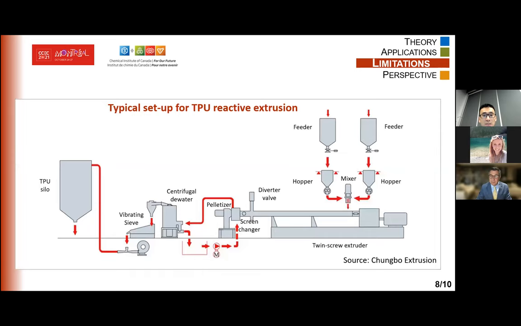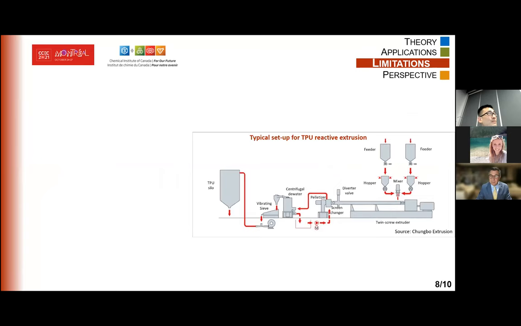And here is a typical process for the production of TPU using reactive extrusion. The production of TPU using reactive extrusion can potentially meet 60% of the global demand for TPU material. And normally the reactive extrusion process needs many upstream and downstream devices. For the upstream devices, we need dividers and mixers, for example. And for the downstream devices, we normally need things like a pelletizer, dryer, cooler, and polymer melt shaping equipment.